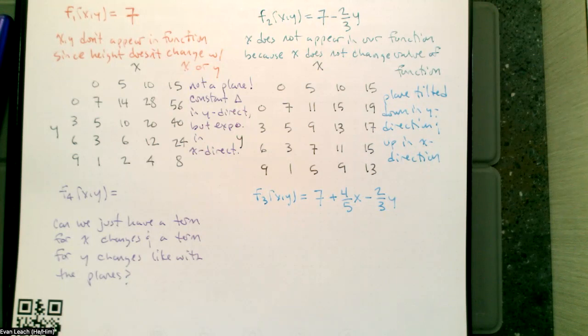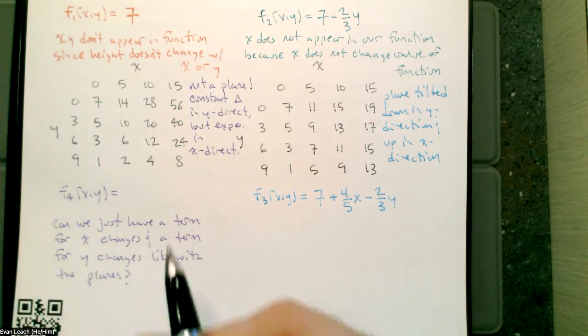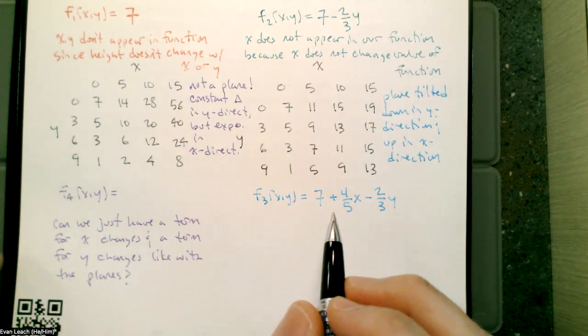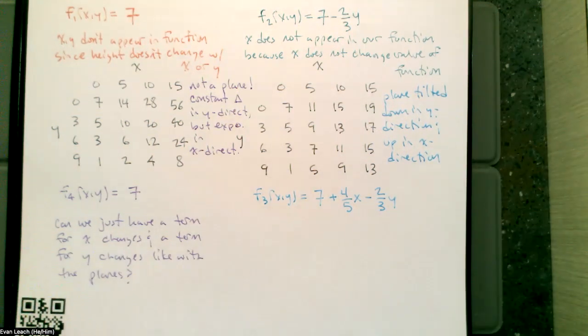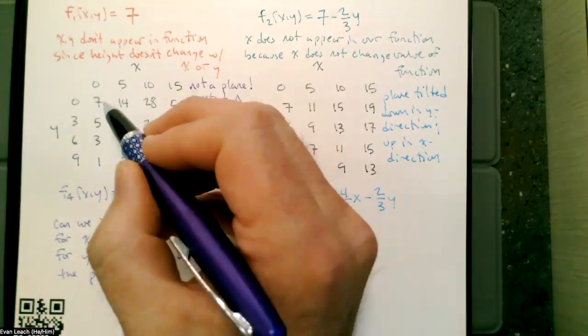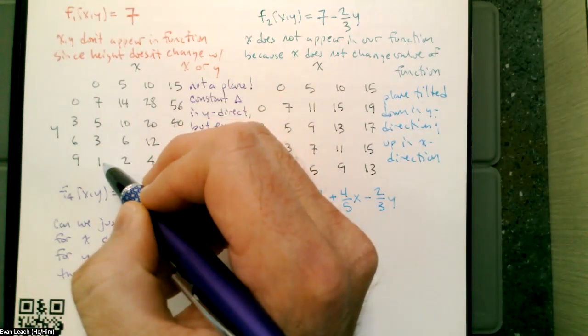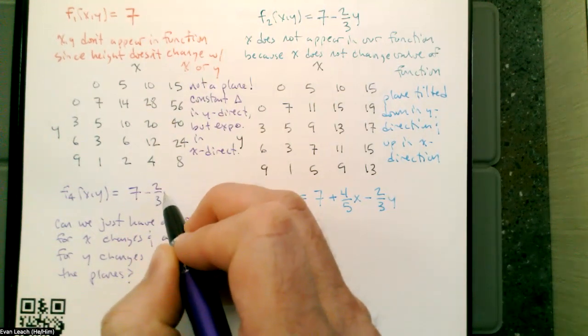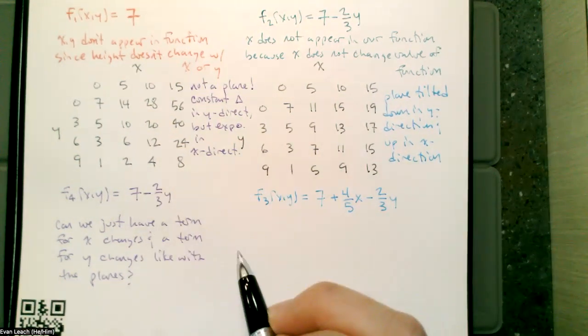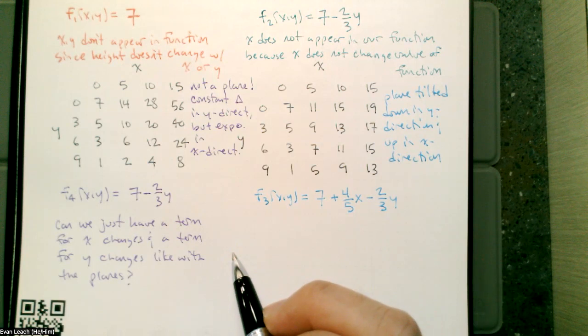Let's try. Go ahead. Question? Let's try it. Where do we want to start? What's happening at 0, 0? 7? What seems to be happening in the y direction? So it looks like we're going to do like a minus 2/3. But what happens in the x direction?